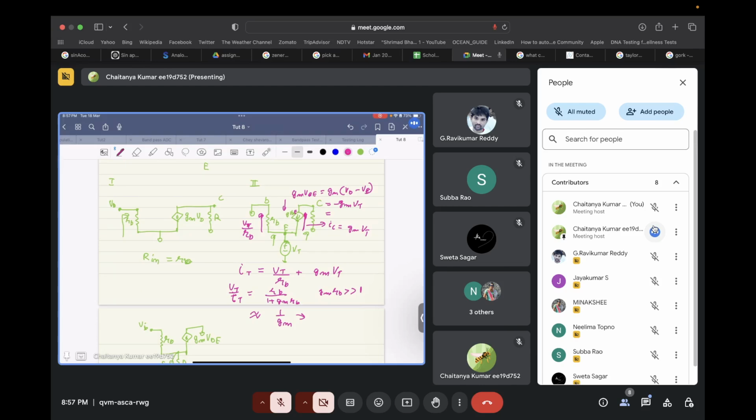Is this clear? Sir, you have written GM into (VB minus VE), then you have written minus GM into V test. How is it so? So what is the value of VB? The base voltage is grounded, right? Yes, sir. It is 0, and VE is the test voltage. Okay. So is this derivation clear?